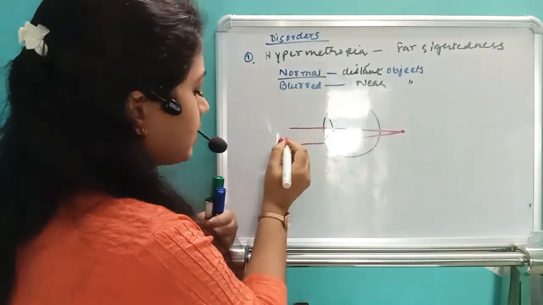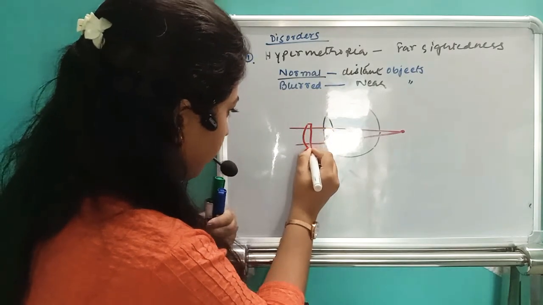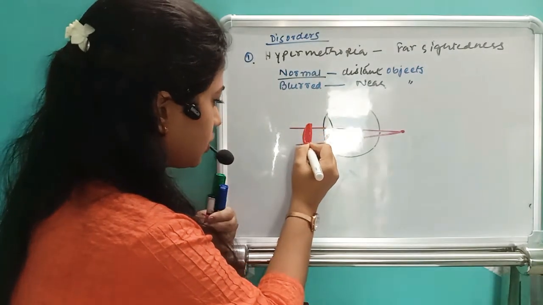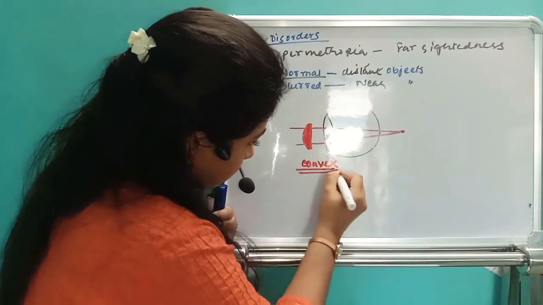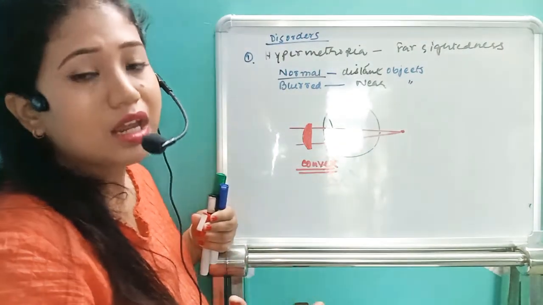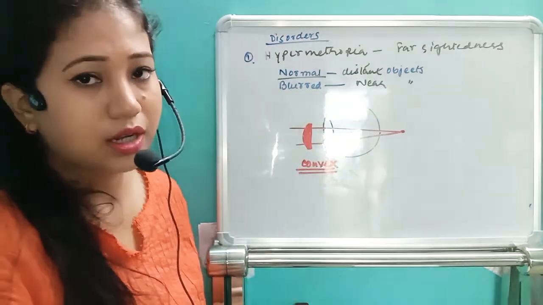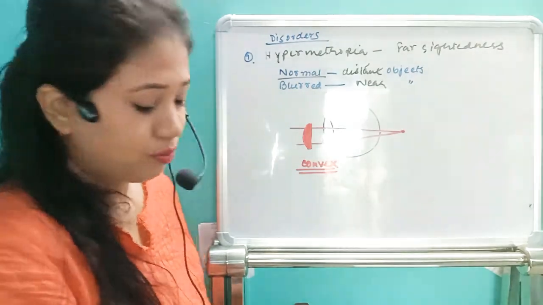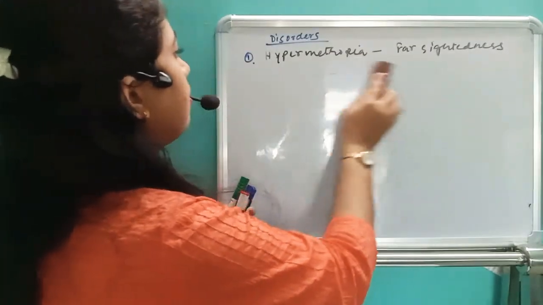So this disease can be corrected by what type of lens? What type of lens should be prescribed? Convex lens. In this condition, the convex lens can be prescribed, and that individual will be able to see the near images properly. This disease is called hypermetropia. After that, let's move to the next disease.